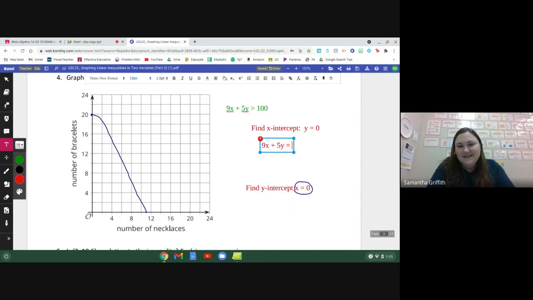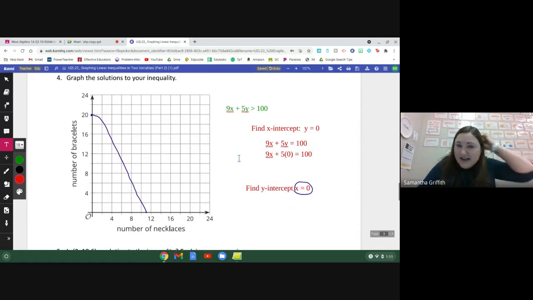If we're trying to find the x-intercept, that is where y equals 0. Any point on your x-axis has a y-coordinate of 0. Take the equation, set y to 0, and solve that equation for x. That's how you get 11.1.